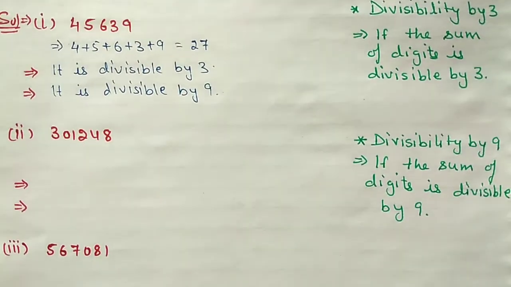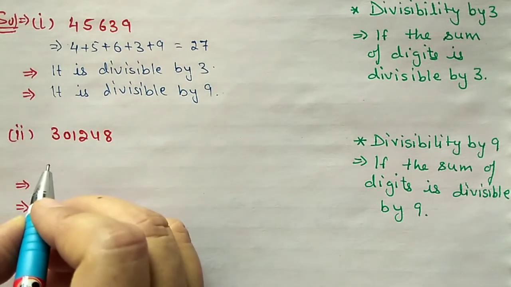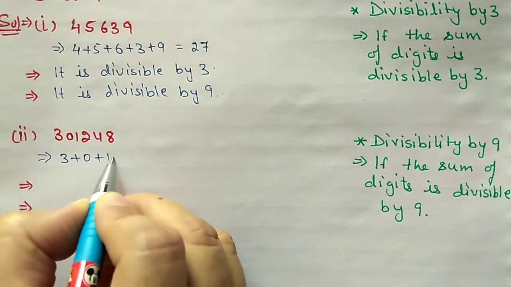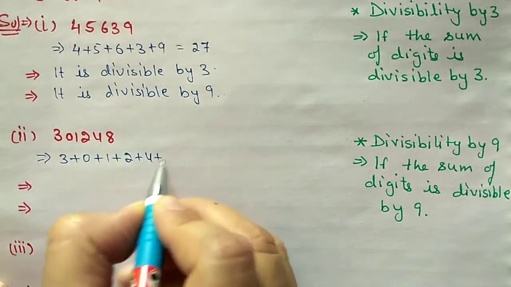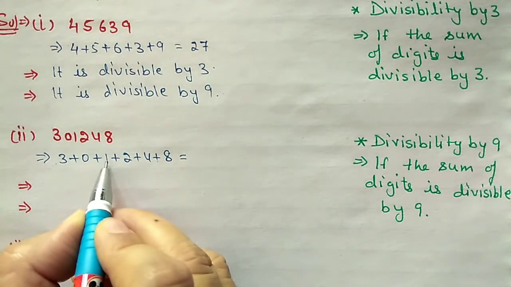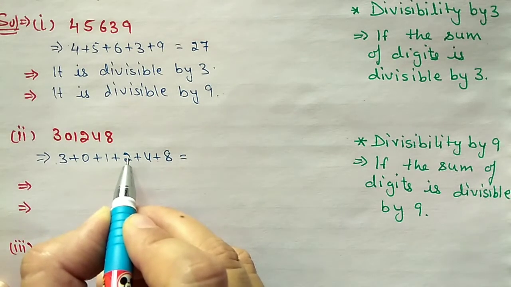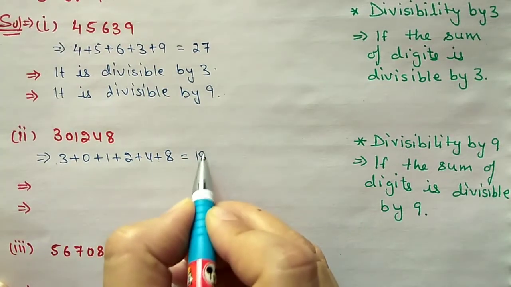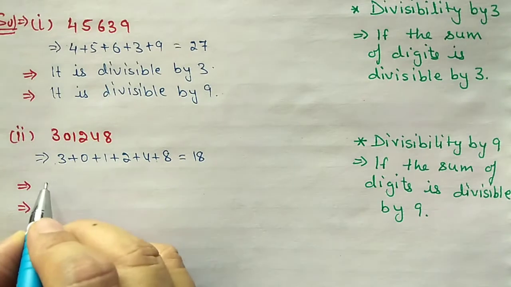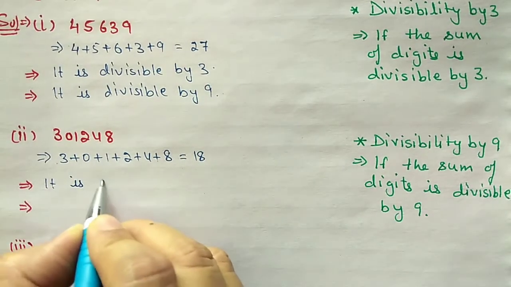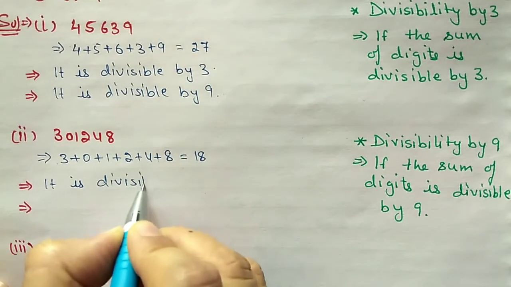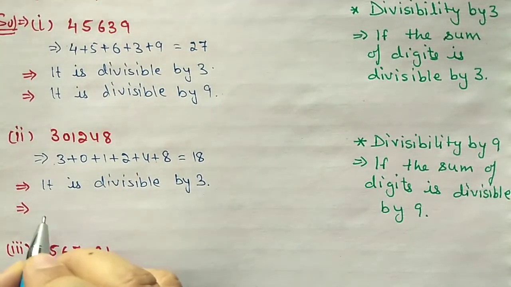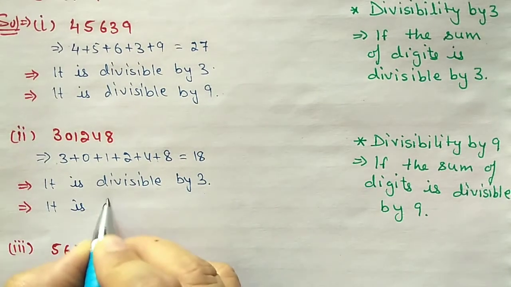Second number, 301248. So we will add all the digits. 3 plus 1 is 4, then 6, 7, 4, 5, 6, and then 10 and 18. 18 is in the 3 table, so we can write it is divisible by 3, and 18 is in the 9 table also, so it is divisible by 9 also.